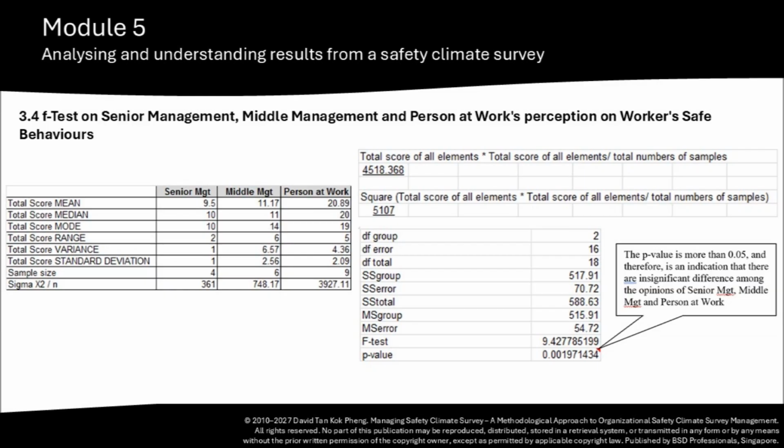However, while the F-test confirms the existence of a significant difference among the groups, it does not identify which specific groups differ from one another. Therefore, further analysis using t-tests is required to perform pairwise comparisons between senior management and middle management, senior management and persons at work, and middle management and persons at work. The results of the t-tests will provide a more detailed understanding of the nature and direction of these differences and are presented in the following section.